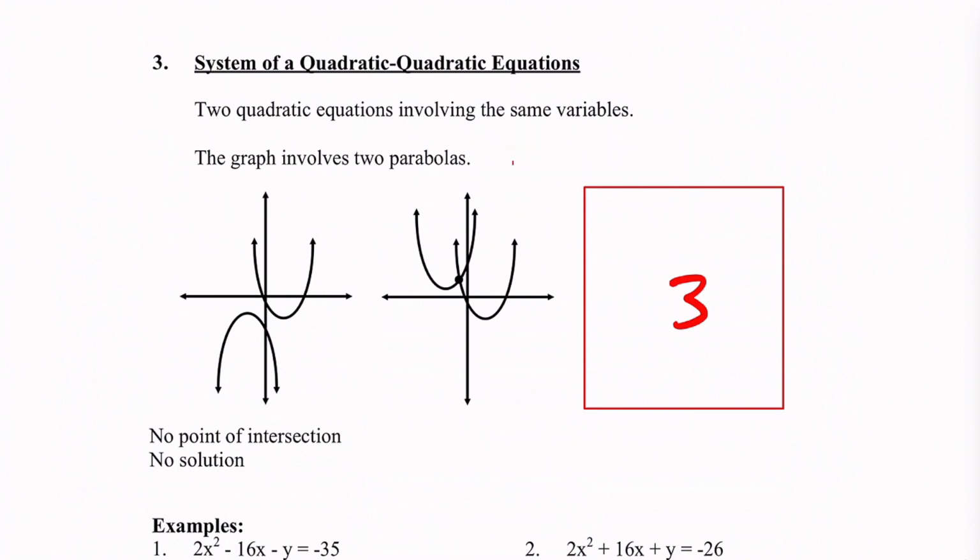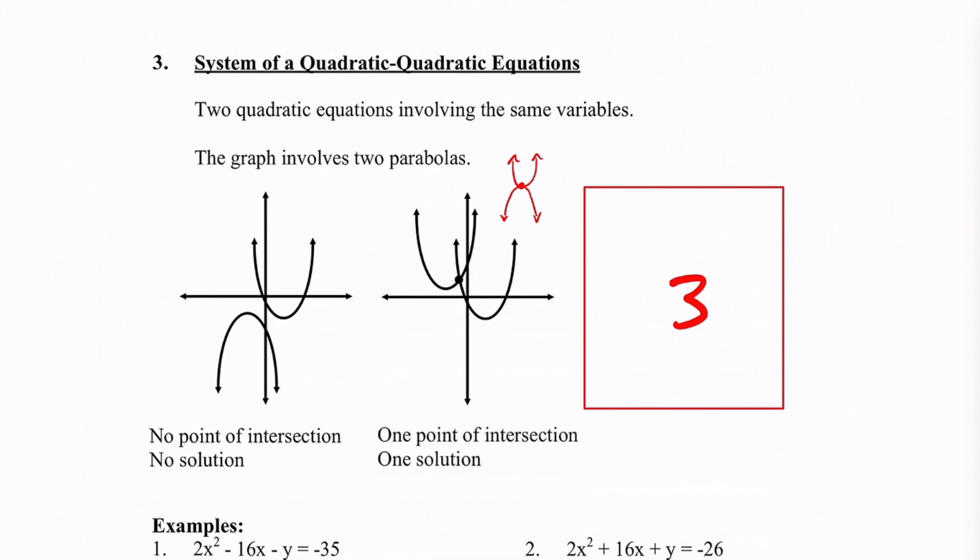Or you could even have something like this, where one points up and another points down, and they just happen to touch perfectly at their vertex. So you could have something like that, but not likely. So for all of these, they just have one intersection point, which means it's going to have one solution.